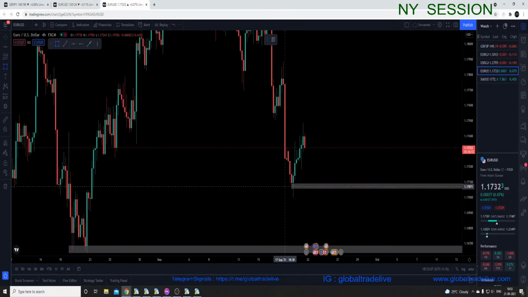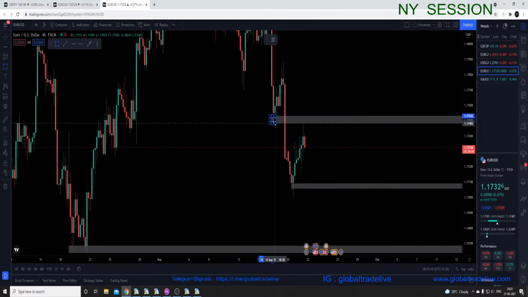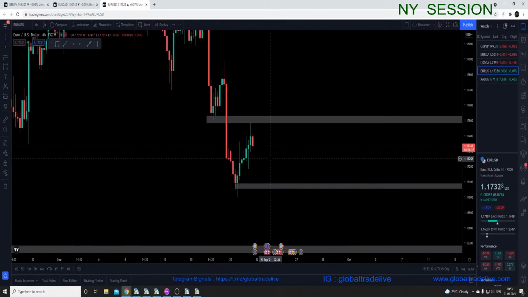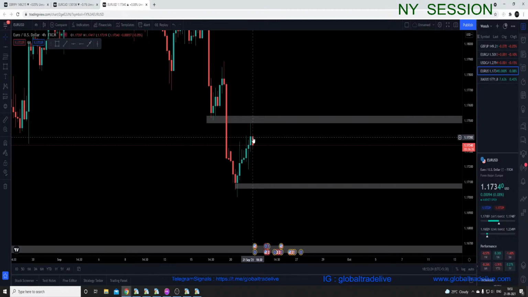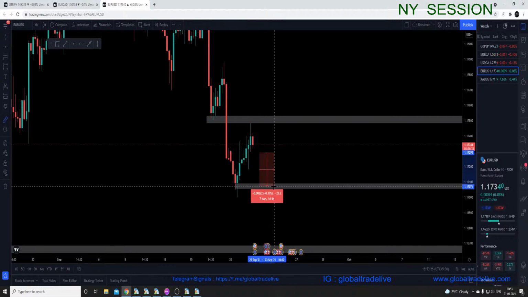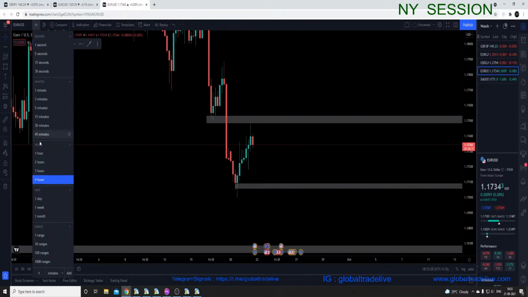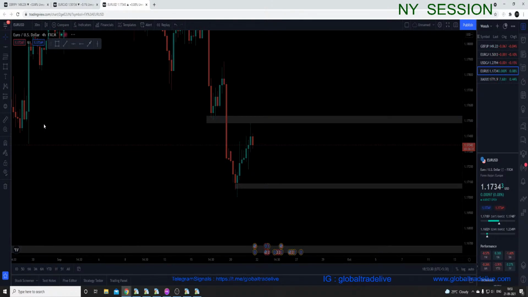Okay, so now Euro USD is coming down. So this candle is about to break the low, and I think, yeah. So this is the liquidity grab in Euro USD. So this candle is coming all the way down. Once it breaks the low, I think it should be going down. Let's have a look in the 30-minute graph over here.